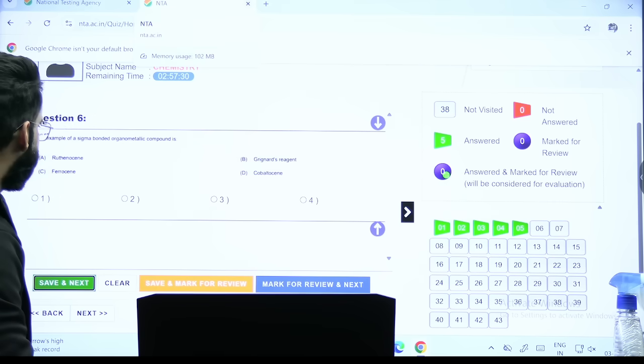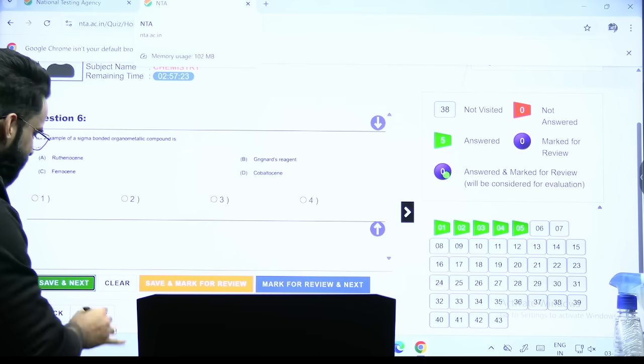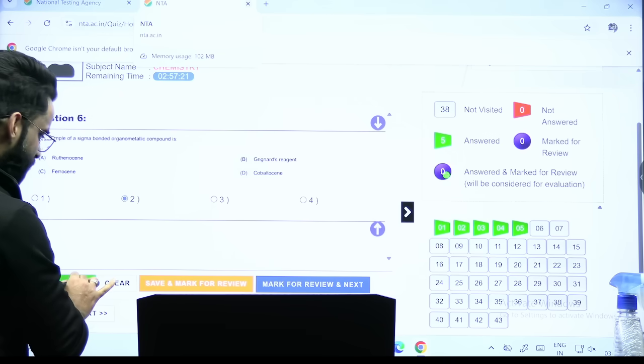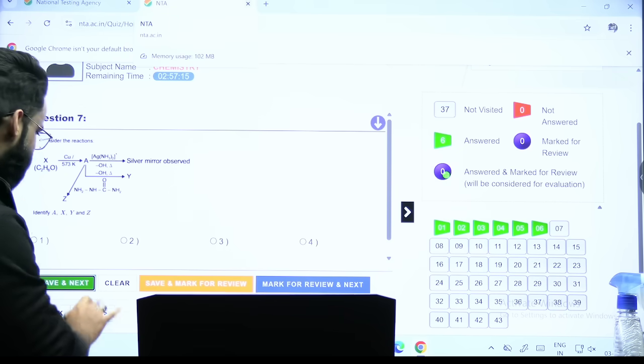The example of sigma bonded organometallic compound. Sigma bonded organometallic compound, you all must be knowing that's your Grignard's reagent, right? So option number 2 again, that is the correct answer. So I'll go with option number 2. And after going with option number 2, let's move on to the next one. Well, for this, I think I would need some pen and paper, so I'm skipping this question.